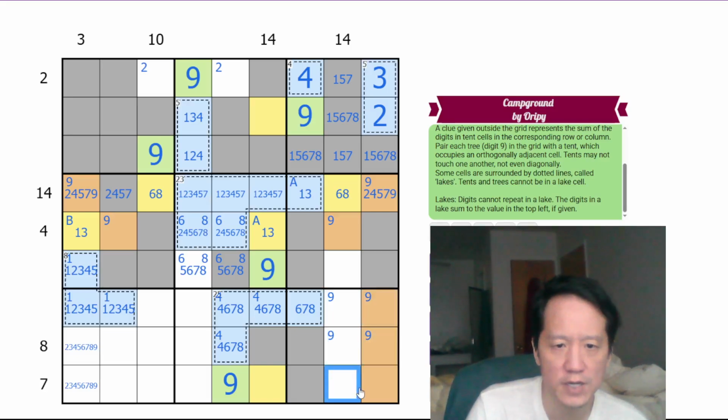And this cannot be a tent then. I guess it could be. You go up to here, right? This cannot be a tent or a tree. If this were a tent, so this can't be tree or tent because the 9 cannot be here. This could be a tent, though, going that way. Okay, this is a tent. It's at most a 7.